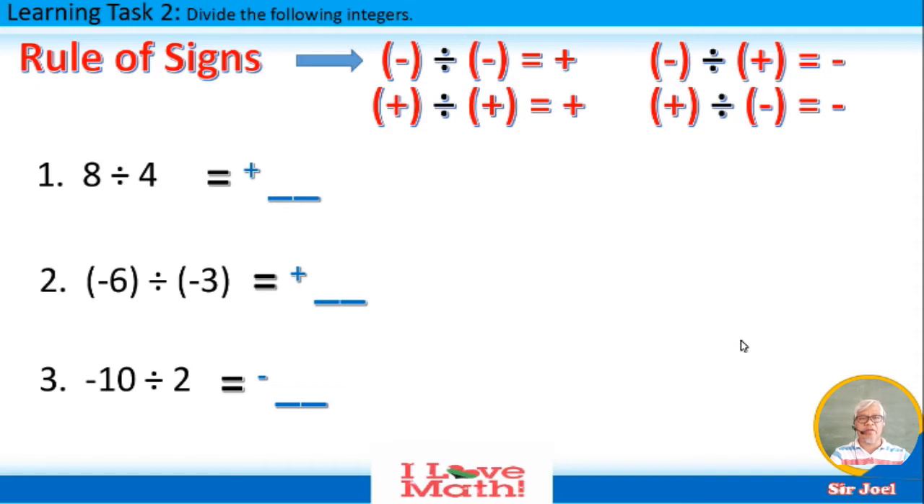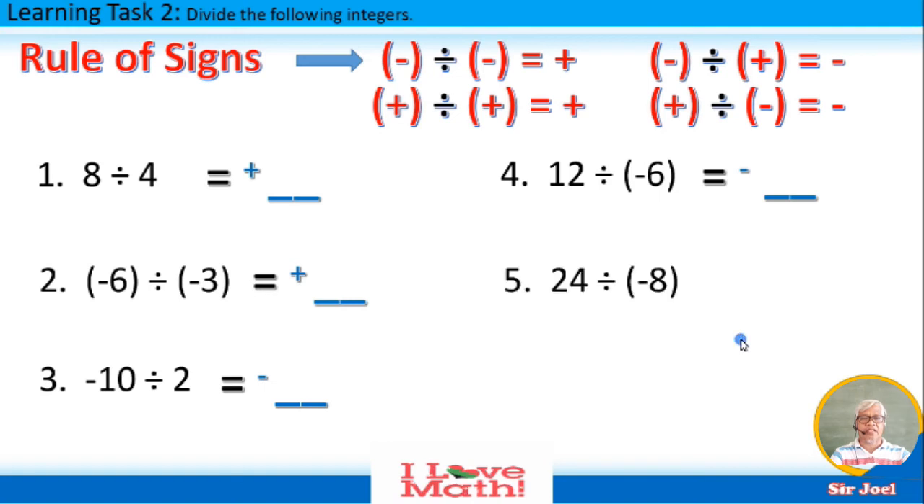Or how many groups of 2 are there in 10? Okay? Next, number 4, 12 divided by negative 6. Positive 12 divided by negative 6. Positive divided by negative, expected that the quotient is negative. Negative what? 12 divided by 6, or how many groups of 6 are there in 12?